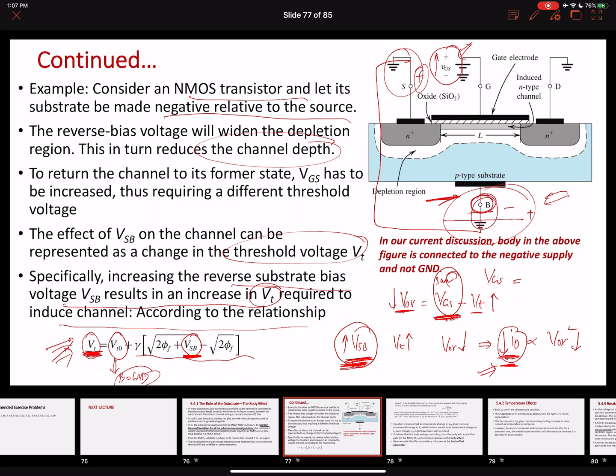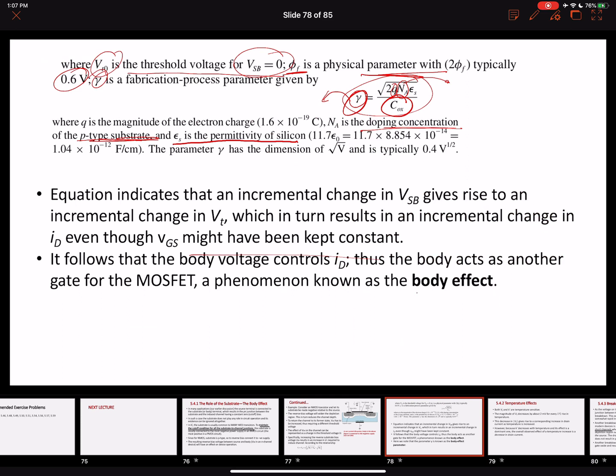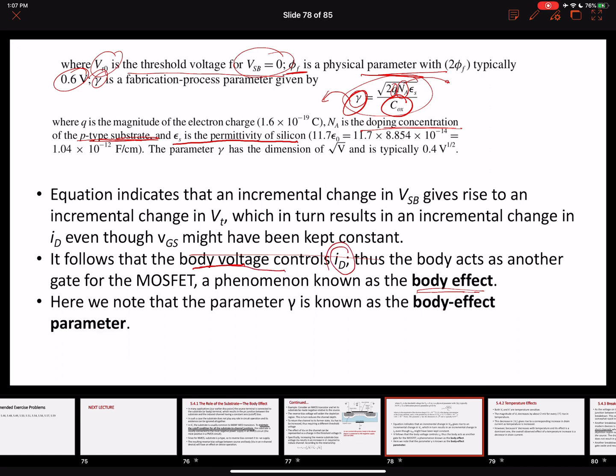We can also change this value, this potential at the body terminal, to control the amount of the current that is flowing through the channel, right? So this phenomenon is known as the body effect. By changing the body voltage, we can control the value of the drain current. This phenomenon is known as the body effect, and this gamma parameter over here is known as the body effect parameter.